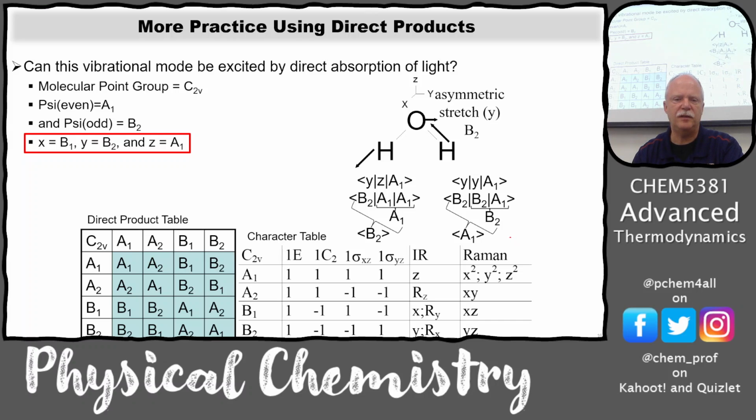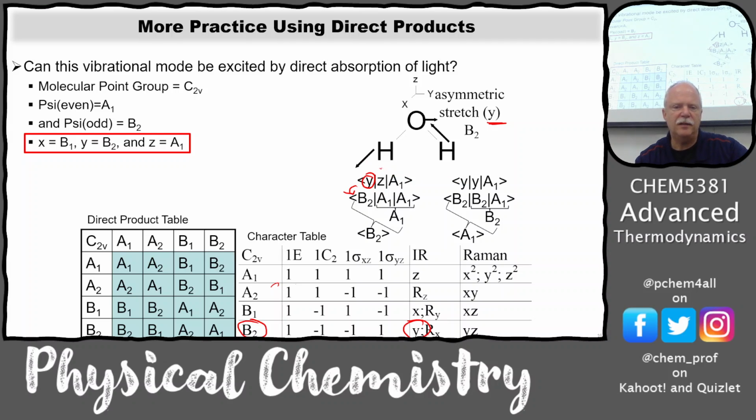So let's look at the symmetries of this one. The asymmetric stretch is B2 because it has the symmetry of Y. Remember we did our cancellation of the component vectors to determine that the Y motion in this asymmetric stretch was the symmetry that we needed to look up. So we come down to the character table and we find the symmetry of that Y motion, and that's how we know it's B2. So that upper state, the symmetry of the Y motion, is going to be B2.